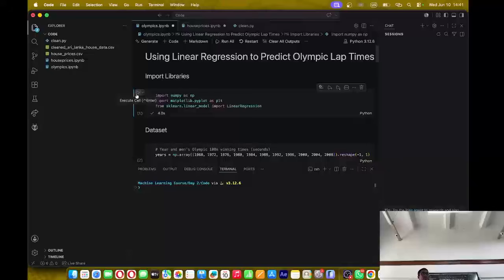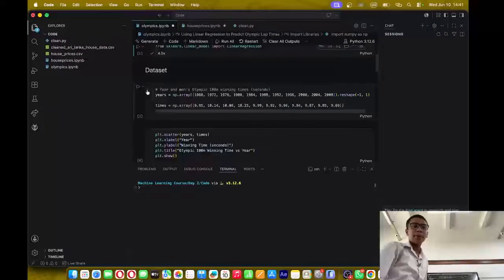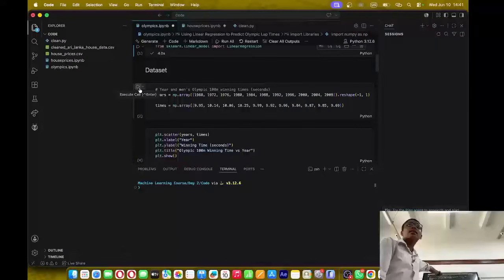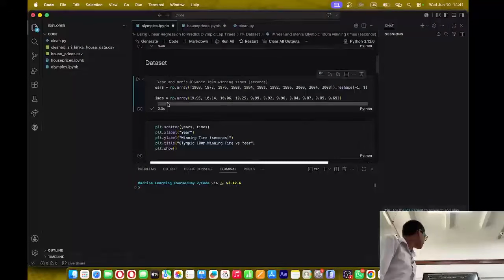Now what are we going to do here? We are going to predict the Olympic lap times of Olympic players in 2026, throughout the years. Now I have a sample data set here. These are the data throughout the years and the time it took for a 100-meter race. Now I'm going to run this, so it's going to create a data set.